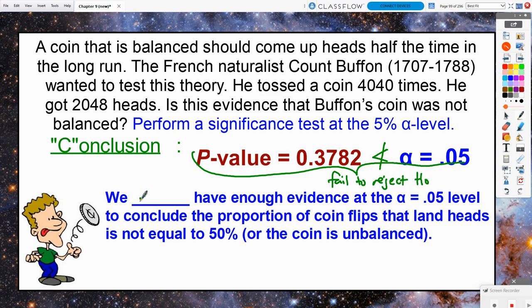So in the end, we do not have enough evidence at the alpha equals 0.05 level to conclude, and remember, we're always trying to conclude the alternate hypothesis, and that would be that the proportion of coin flips that land heads is not equal to 50%.